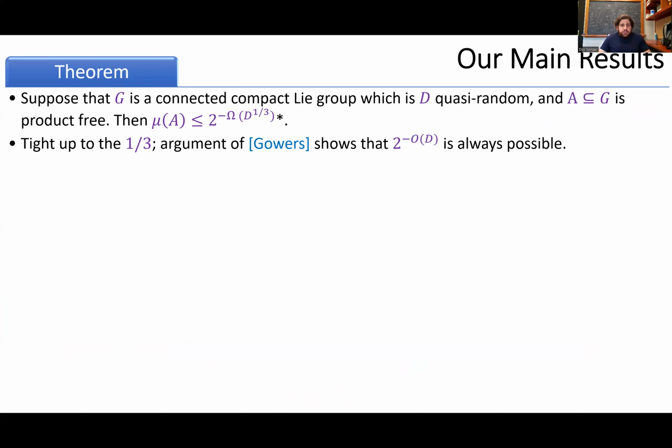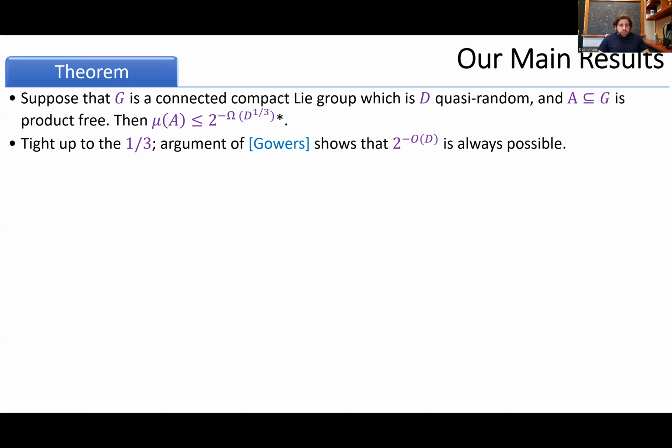And there is some small aspect there, because D is not quite the quasi-randomness parameter of the group, but rather of its universal cover. There could be some gap between them. For the groups that I mentioned, there is no gap. So let's ignore these aspects for now.